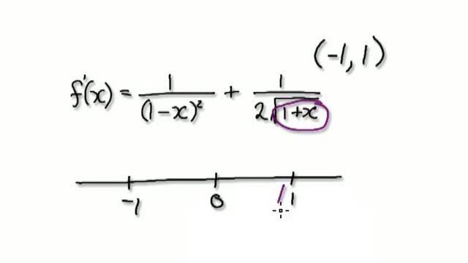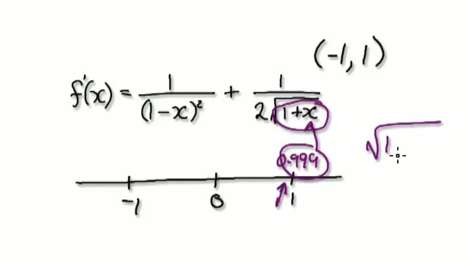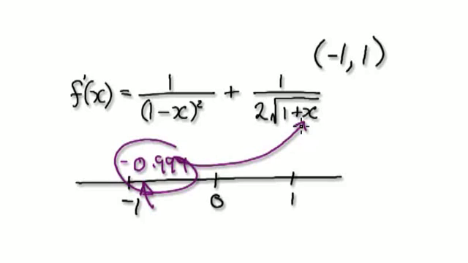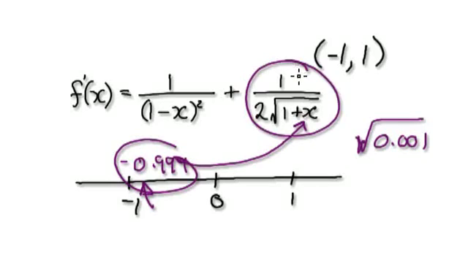when you look at this thing here, even if you choose positive 0.999 here, you put it into here, and 1 plus that, so when you put it into here, it will be 1.999 here. The point is that even if you choose somewhere over here, negative 0.999 here, you put it into here, it will be the square root of 0.001. The point here is that this thing here will always be a positive number.